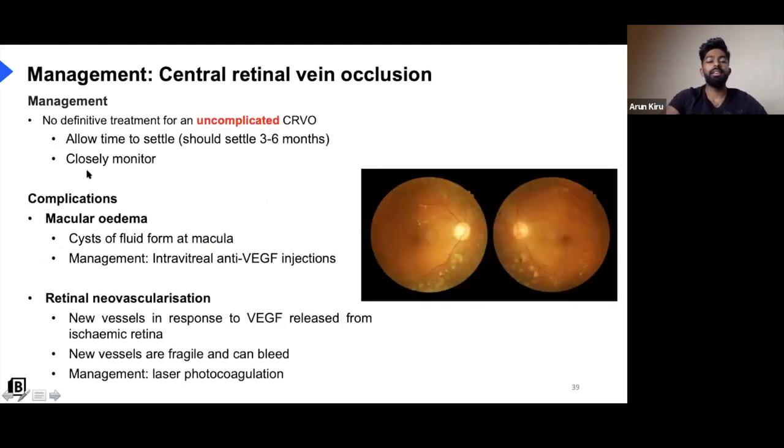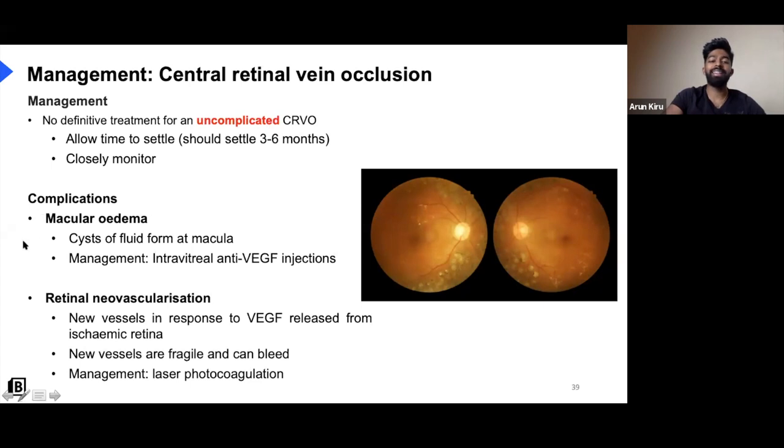Management of this, to be honest, if it's just a central retinal vein occlusion and you diagnose it, you don't need to do anything. This all settles. So allow time to settle, but closely monitor them. Why do we monitor them? Because there's two complications you need to be aware of that come around because of CRVO.